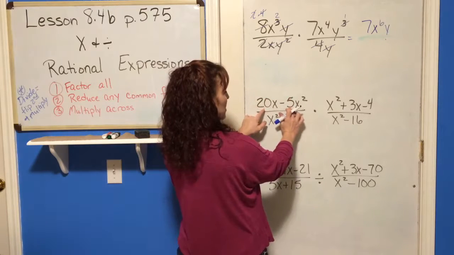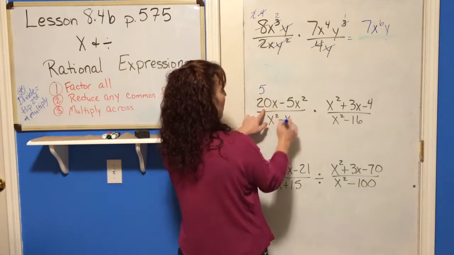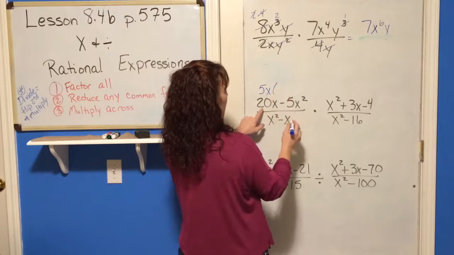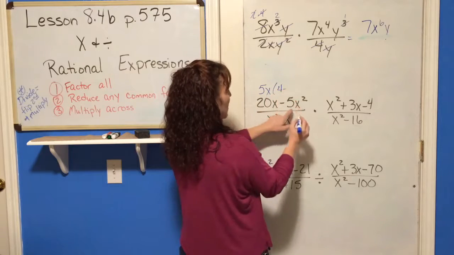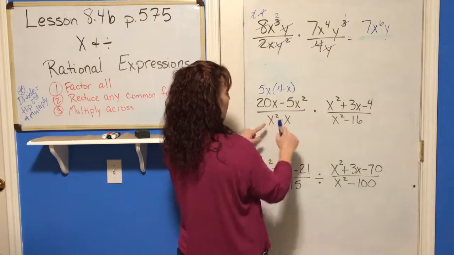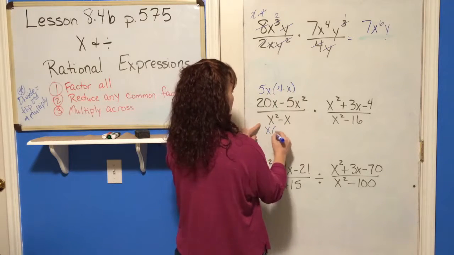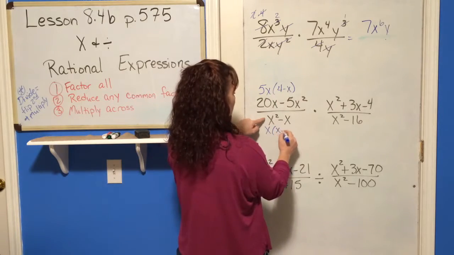So here you can look and see 5 is in common and x is in common. And what's left here is 4 minus an x here. And here we've got x, and then there's 1 x left minus 1.